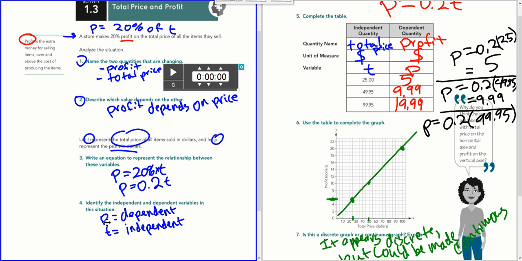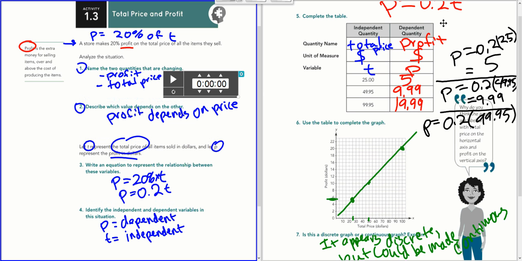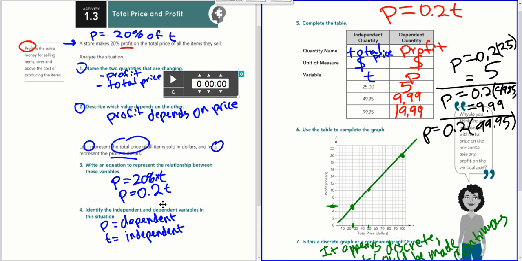The dependent variable is going to be our profit, because it depends on the total amount that we make, and our T is our independent. Then on the next page, we wrote out the independent quantity is total price, the dependent quantity is profit. They are both measured in dollars, and our variable for total price was T, our variable for profit was P. And so what we're doing here is substituting 25 for T in the equation that we came up with on the previous page.